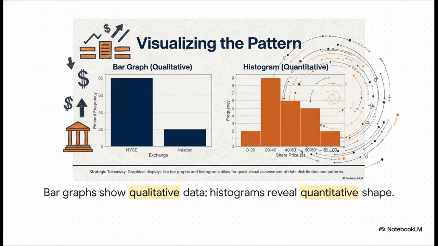It shows you instantly that most of the companies are on the NYSE. But for our quantitative numerical data, the share price, a histogram is way more powerful. It doesn't just show you the counts, it shows you the shape of the data. You can immediately see that big cluster of companies in the $20 to $40 price range.